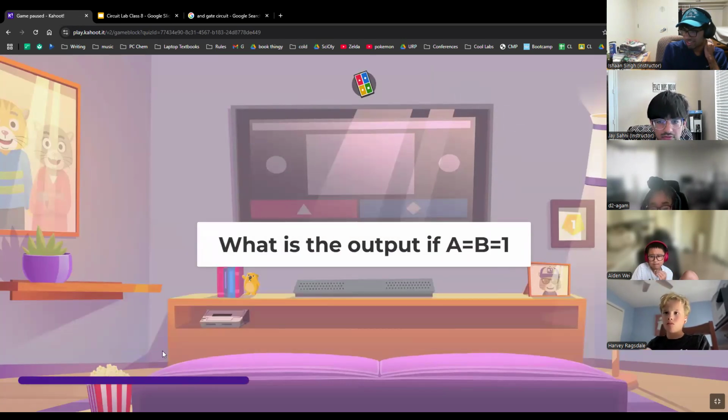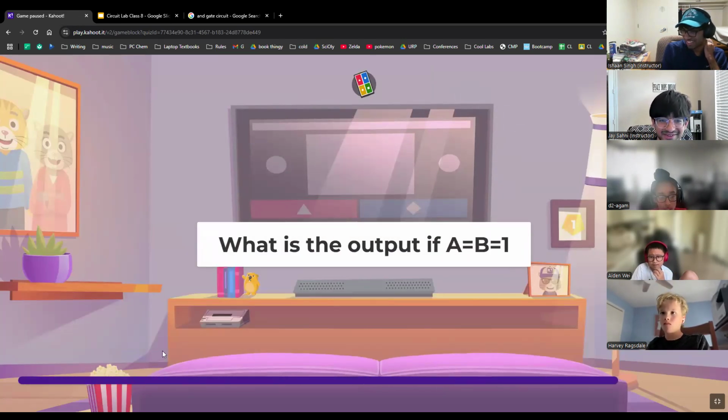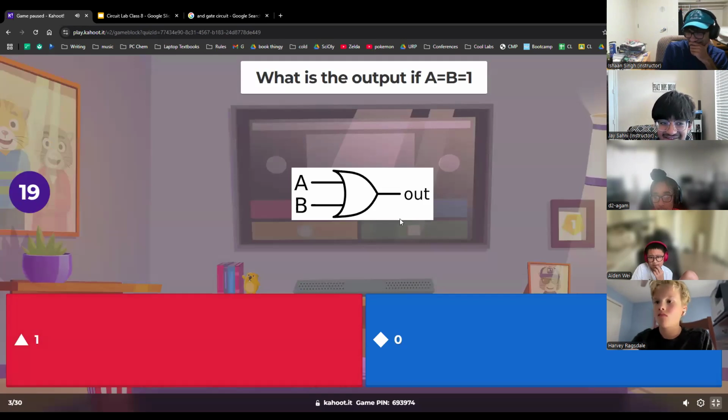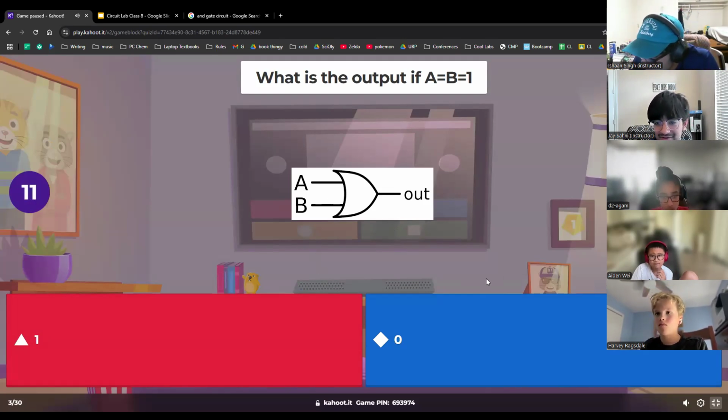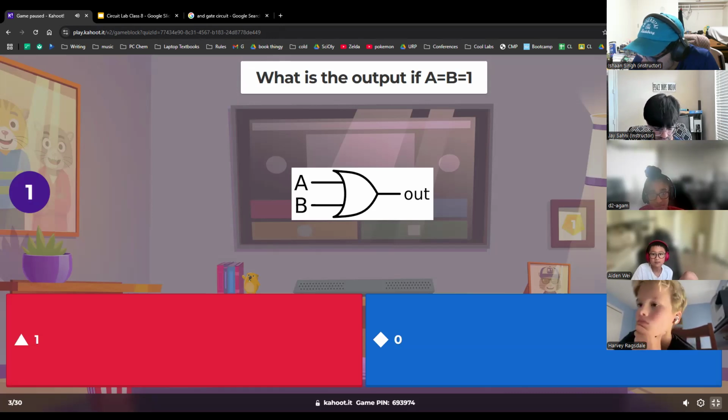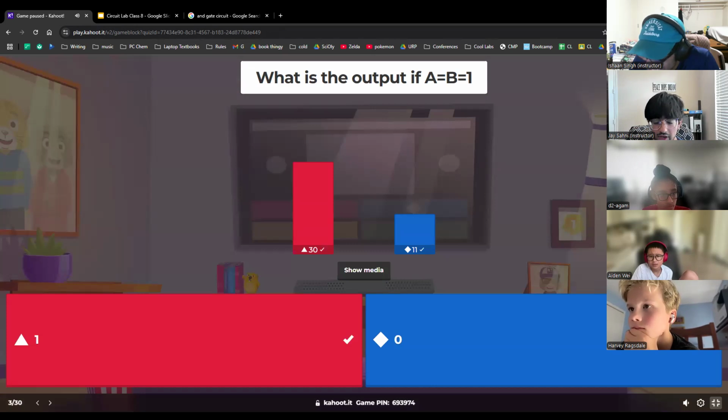Why is this multi-select? I thought I checked this. All right, this one might be sus, but if it's weird, then I'll fix it. Okay, I don't know why I marked both as right.